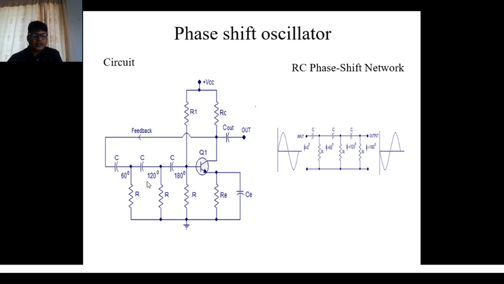The values of R and C are so chosen that each RC section produces a phase advance of 60 degrees. You have to choose the R and C values in each phase. Each section gives rise to 60 degrees. It is found that a phase shift of 180 degrees occurs only at one frequency, which becomes the oscillator frequency.